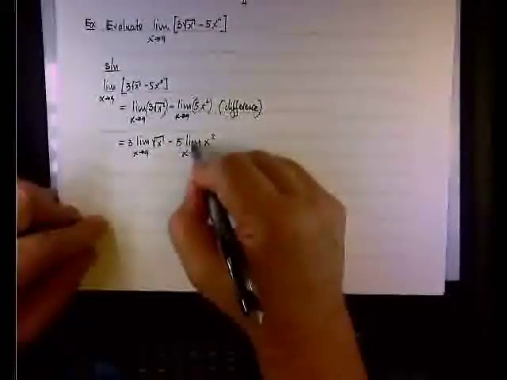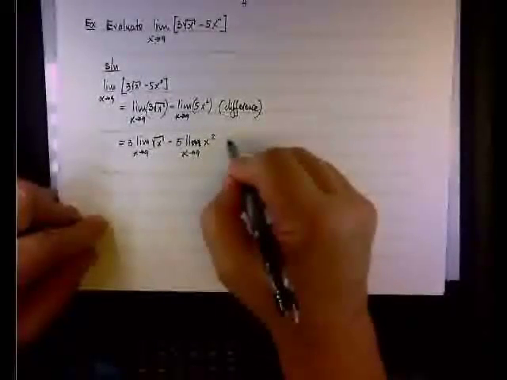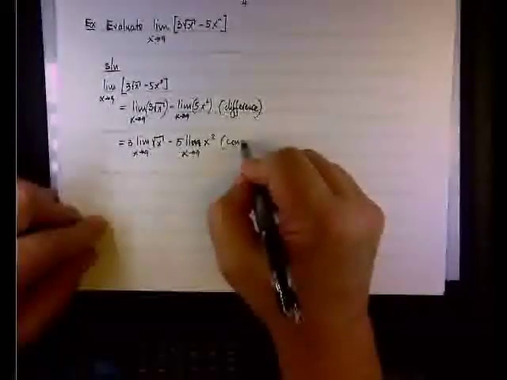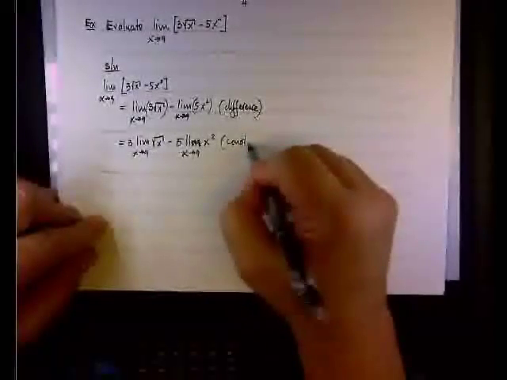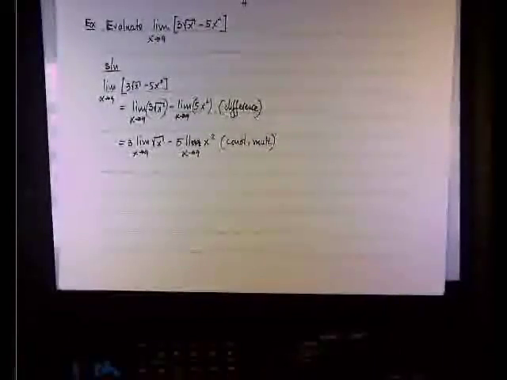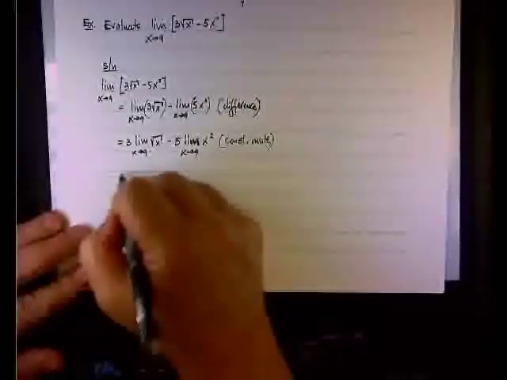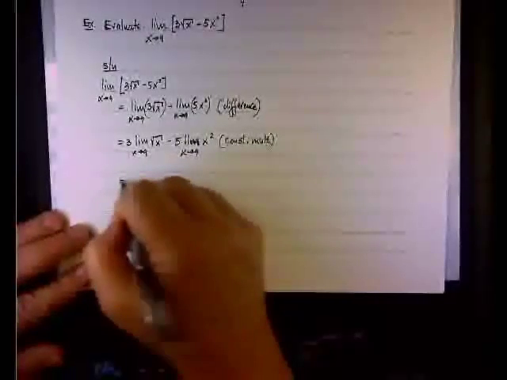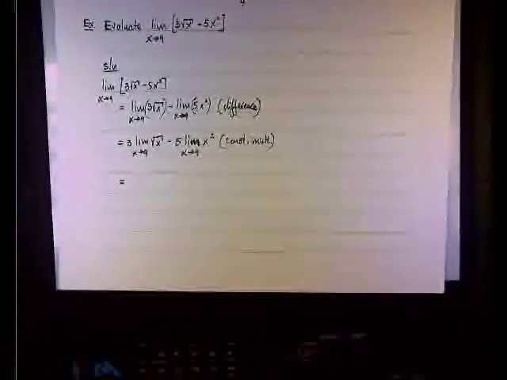And now we have x squared. So this is constant multiplier. I'll write it in short, like so. Okay? Constant multiplier. Next step. Do tell.